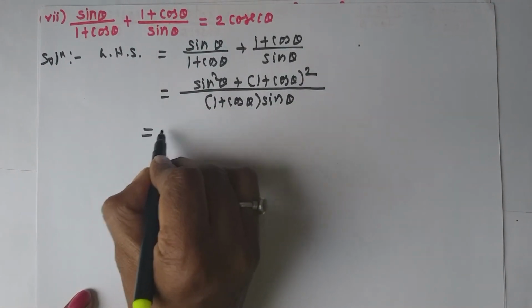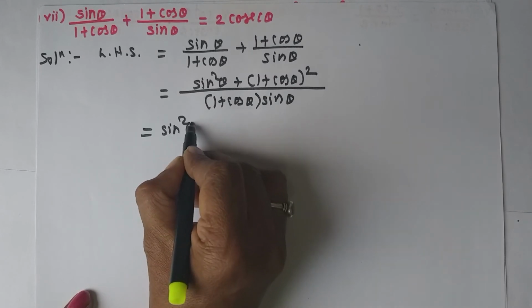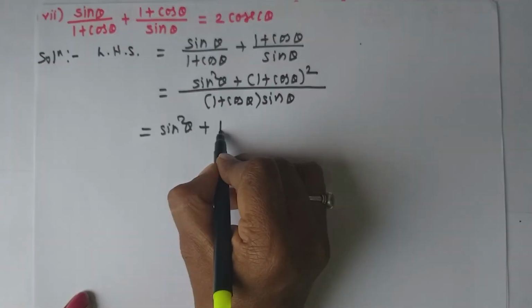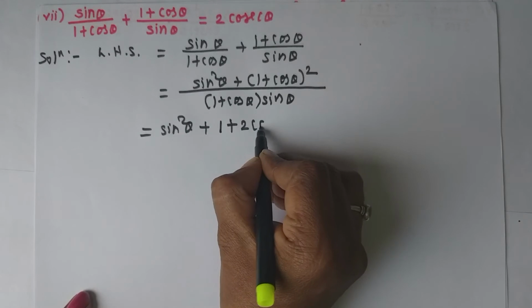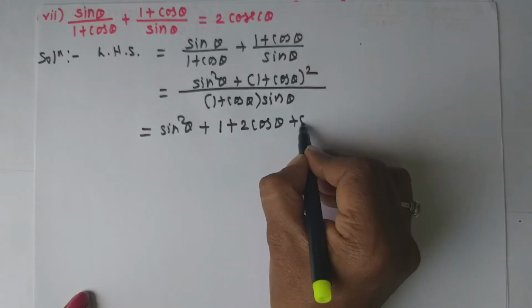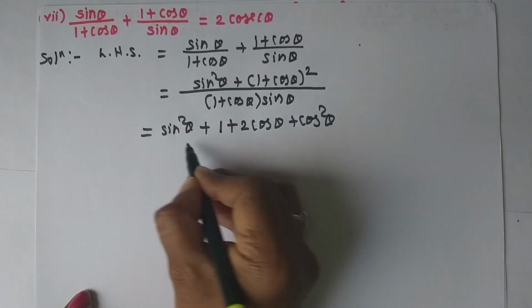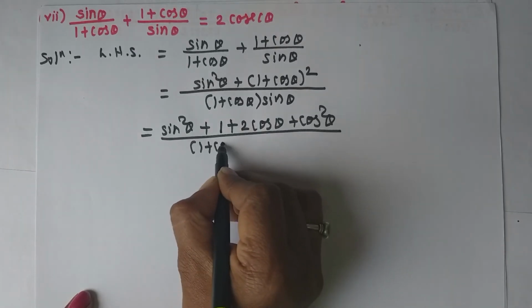Now I will expand this. This will be sin²θ, and the expansion of this bracket: 1 + 2 cosθ + cos²θ. Write down the denominator as it is.